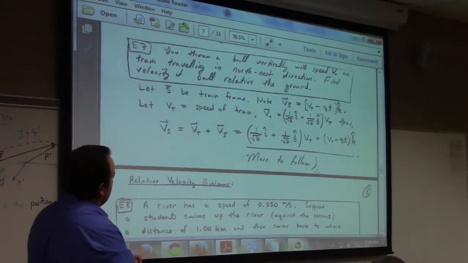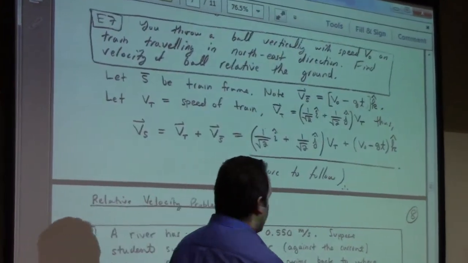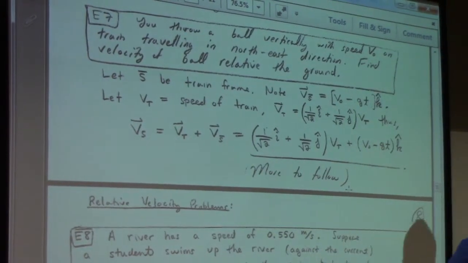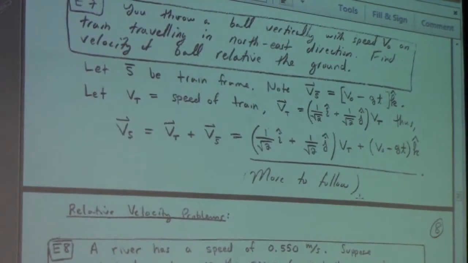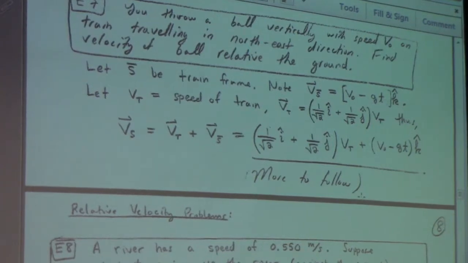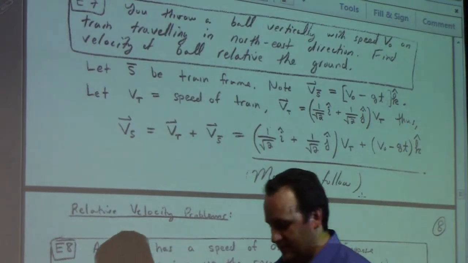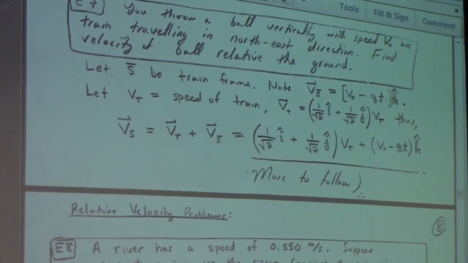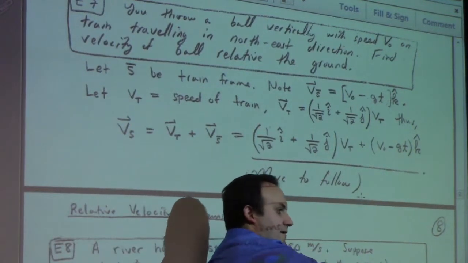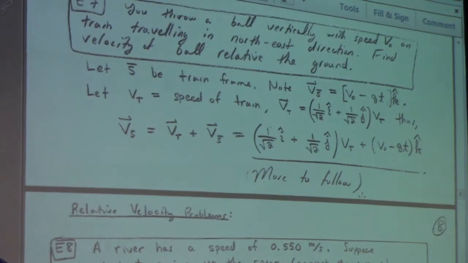You throw a ball vertically, right, with speed v naught, and you're traveling in the northeast direction. Find the velocity of the ball relative to the ground. If you could somehow ignore that I was walking here and just look at that, imagine that there was a train right behind a big row of bushes. If somebody was standing on top of that train and threw a ball straight up relative to them, it wouldn't look like the ball was thrown straight up relative to you watching it on the ground, right? What you would see would be the ball going in some kind of arcing motion, because that ball also has the velocity of the train moving.